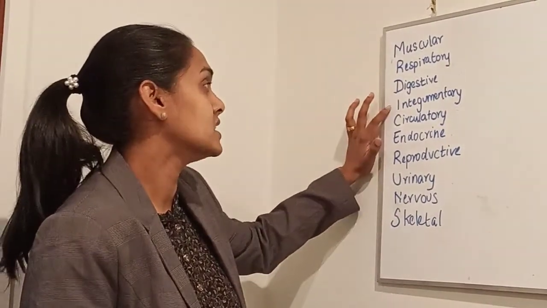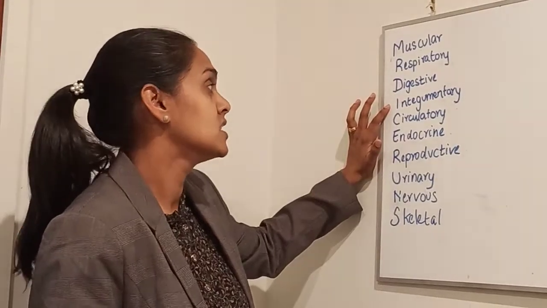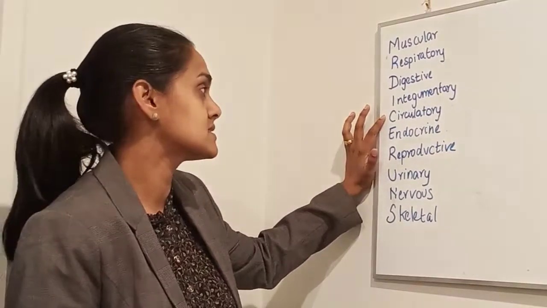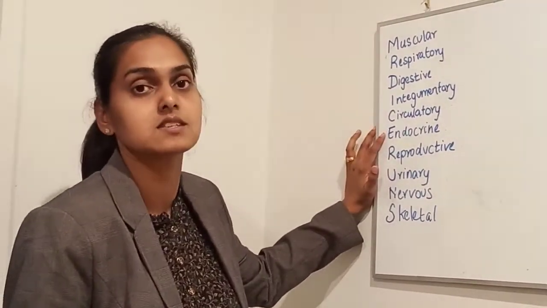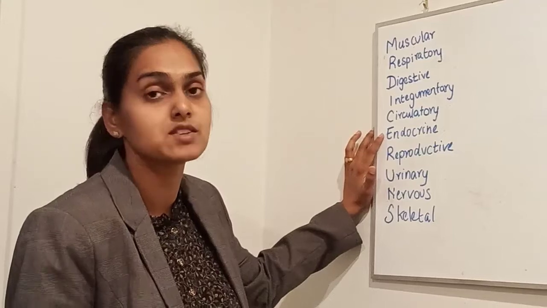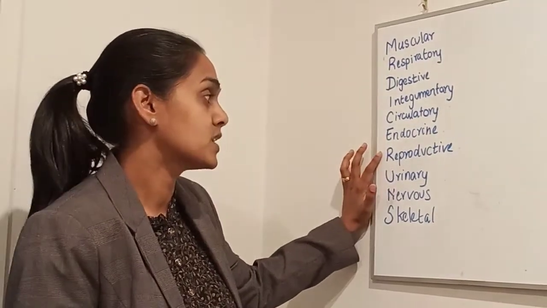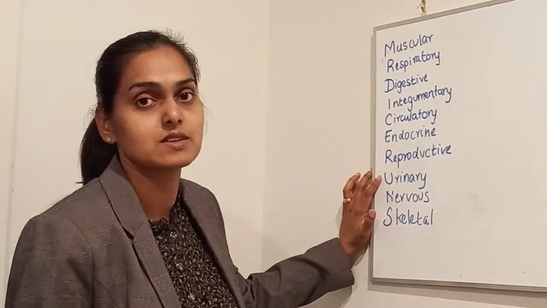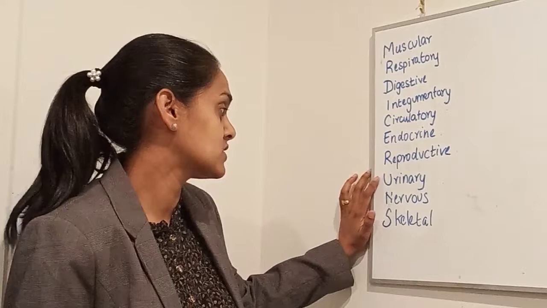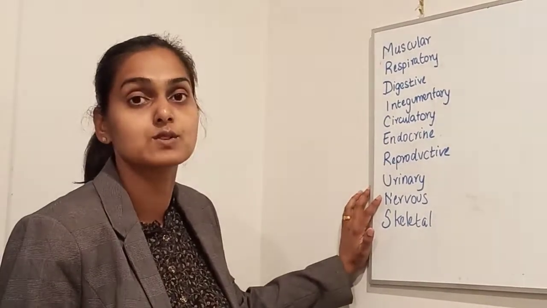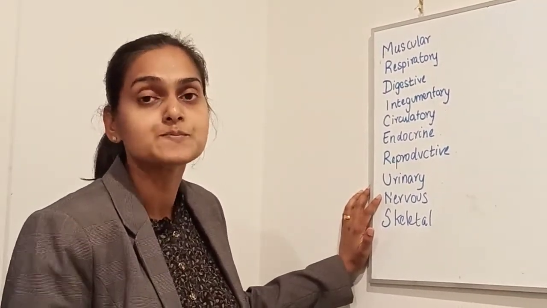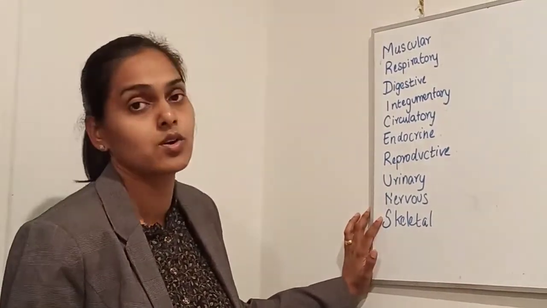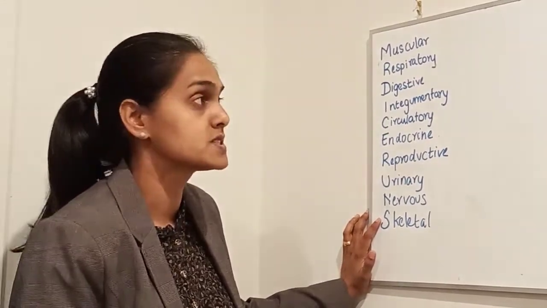gastrointestinal tract, I integumentary or the dermatological conditions, C circulatory, which includes the cardiovascular system, E endocrine, which includes the thyroid, pancreas, adrenals, pituitary, R reproductive, which involves all the reproductive organs, urinary system, which involves your kidneys, ureters, bladder, urethra, nervous system that would include spinal tract, spinal cord, cranial nerves and peripheral nerves, and the skeletal system, or anything that's affecting the bones.